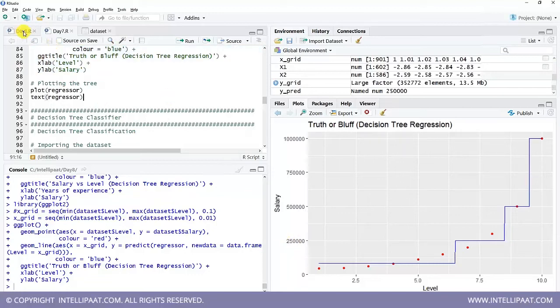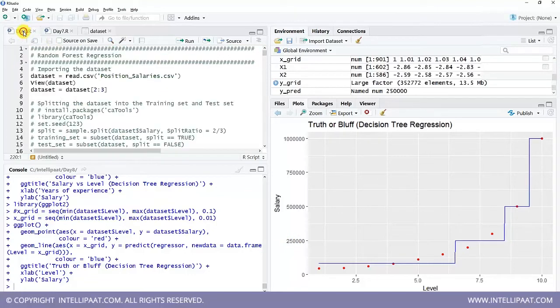So now we get into today's problem: random forest for regression, as against the decision tree that we saw now. And we'll check how good it's going.